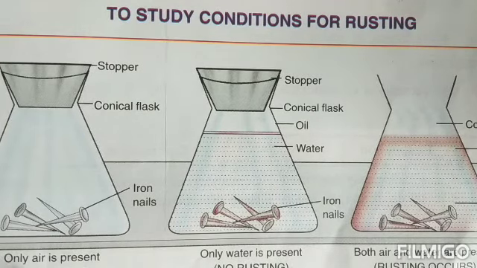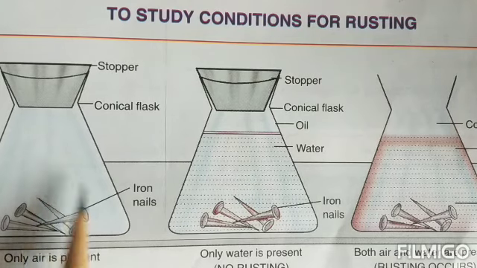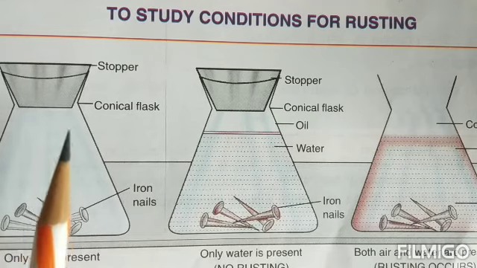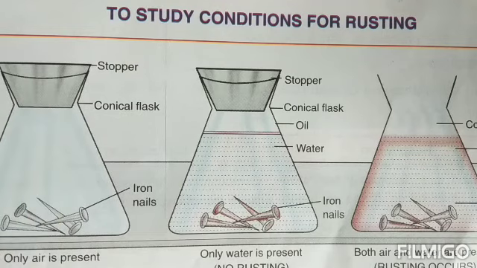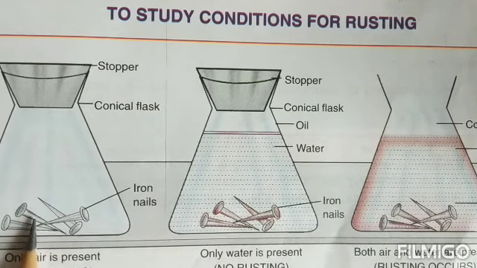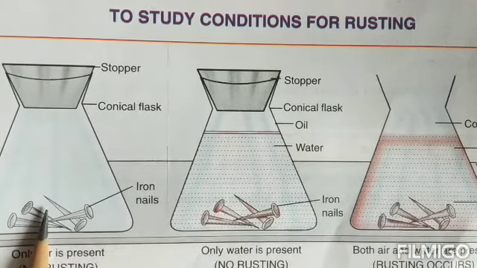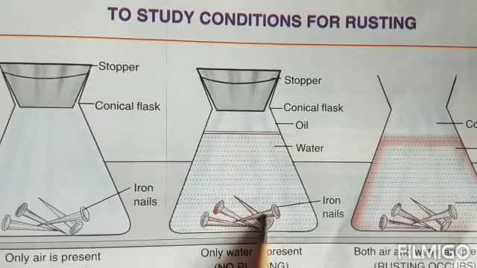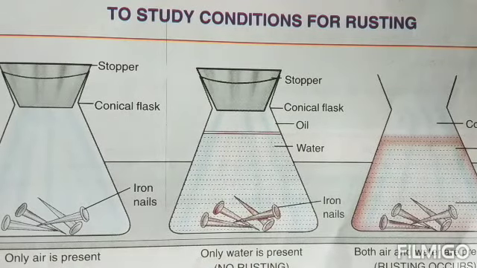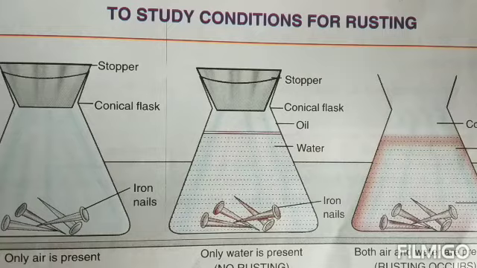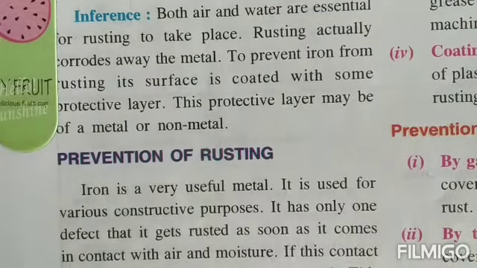And in the last one, children, what is happening? No rusting is taking place. Why? Because iron nails are there, the conical flask is there, the stopper is there. Only air is filled inside, there are no traces of any water. So neither the nails in this nor in this will rust, only the nails in the last one will rust, because they are getting both air as well as moisture.